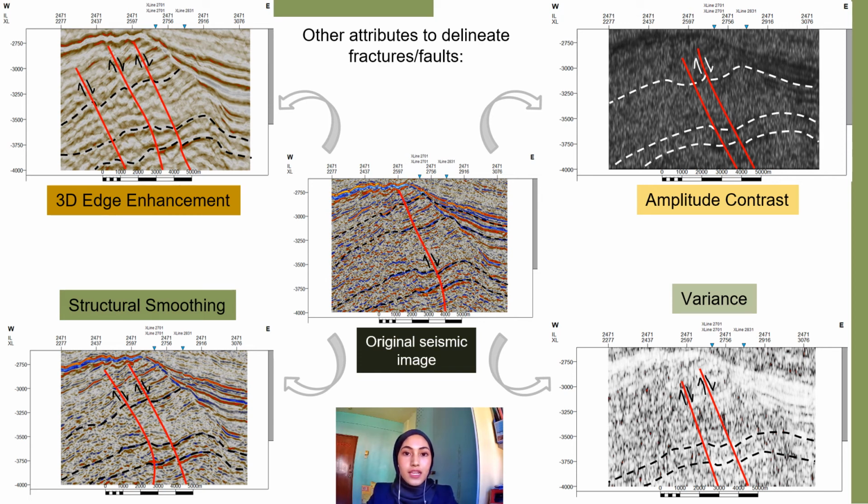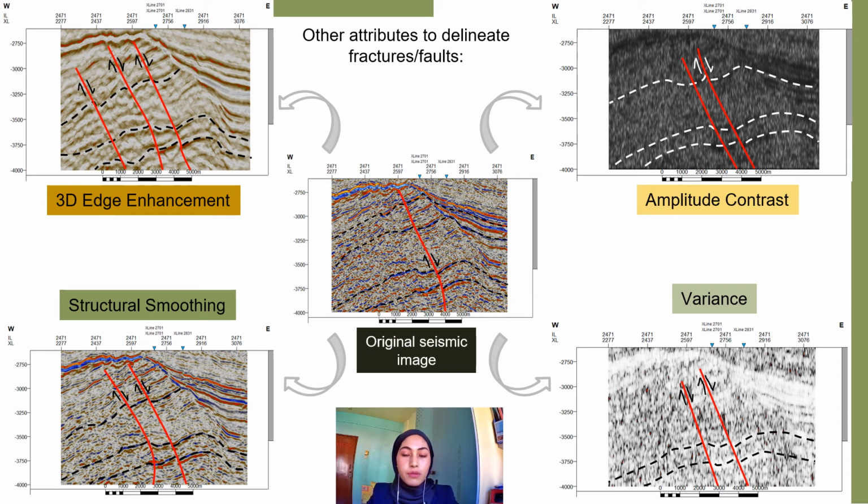Firstly, we apply the 3D edge enhancement attribute, which is an edge detection improving attribute that filters along planes in three-dimensional direction. From here, we can observe that the reflectors are more prominent, which makes it easier to trace the discontinuities and different stratigraphic layers. There are 3 interpreted normal faults in this area which dip in a similar direction.